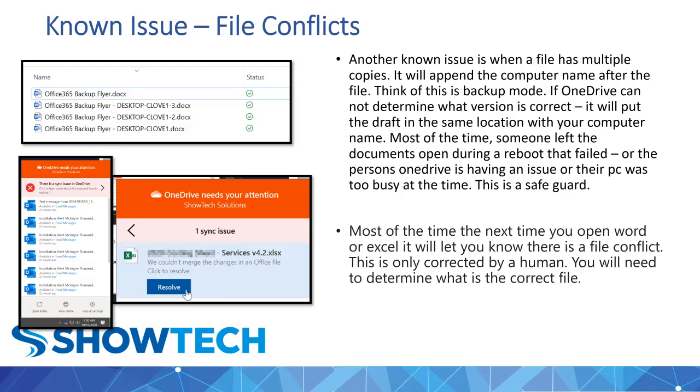Do I want to just leave them just for safety? Who knows? So the cool thing here is to see how it says desktop-clove1. That's my computer. Something is up with my machine. Either I'm not rebooting correctly, my OneDrive's having an issue, I'm doing too much, whatever. At least we know whose computer is causing the trouble, and we can go investigate those. So very handy. You never want to see a red X on your OneDrive. You always want to walk through it.